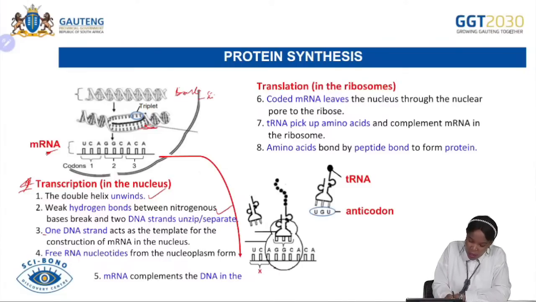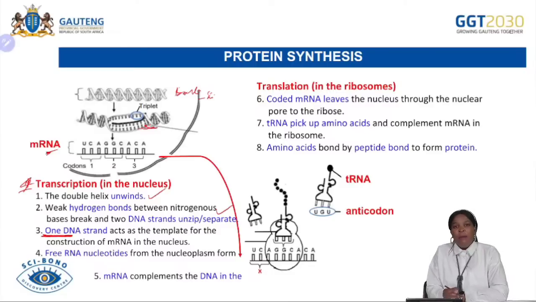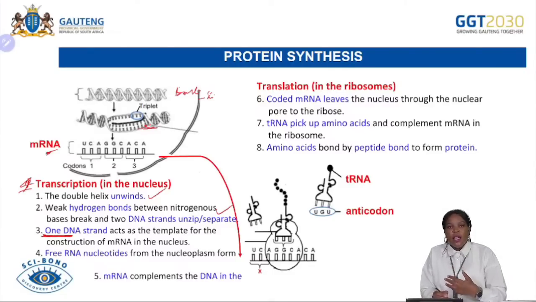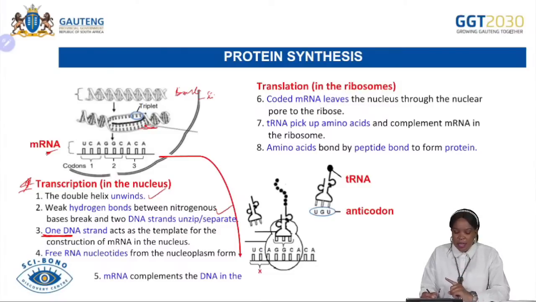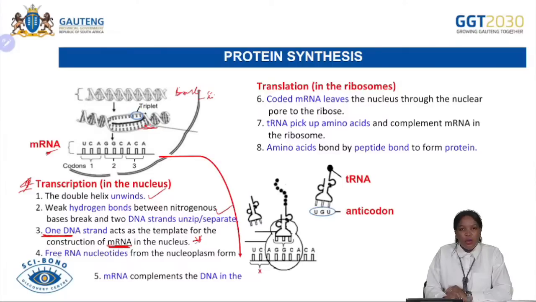Now, here is the first difference. Remember when we were talking about DNA replication, we said two strands are going to act as a template. But here, because we are forming 1 strand of mRNA, we say 1 original strand is going to act as a template to construct what? mRNA. Sometimes this can be your compulsory mark, so you need to look for that to say the entire process is to form mRNA. We want to see that in your entire explanation.